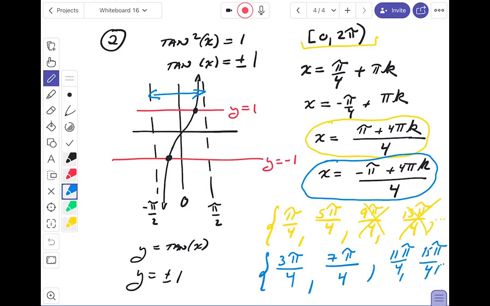And this goes on forever. But my deal about this one, I'd be really careful. It says it has to be between 0 and 2 pi. And 2 pi is really going to be 8 pi over 4. So these would be no good. They're too big. So now I think I know my answers.